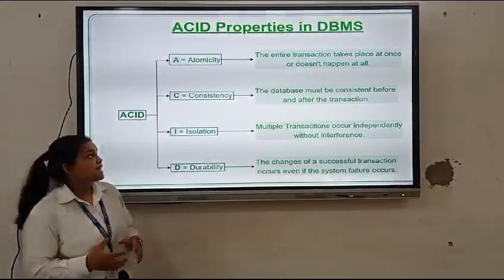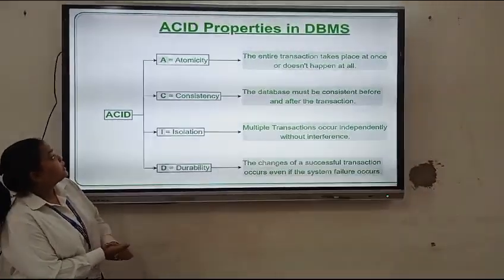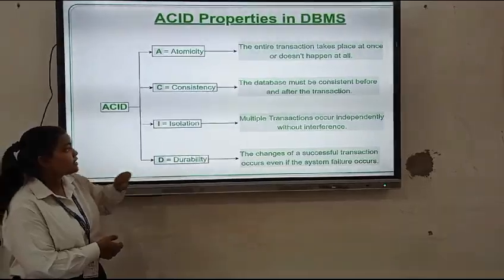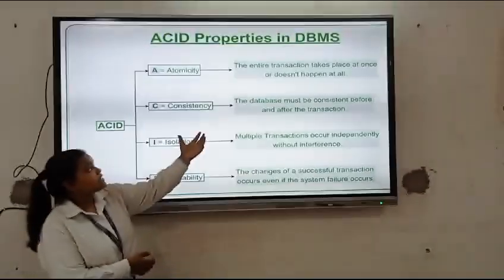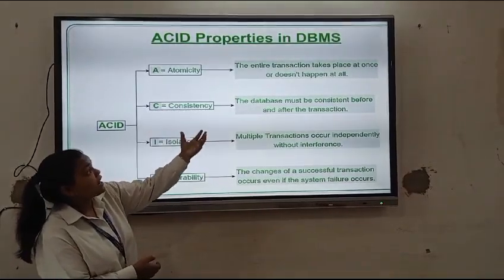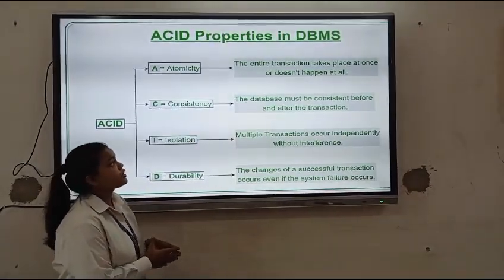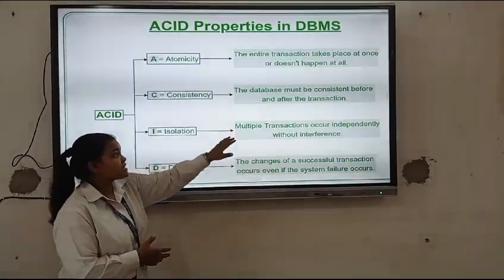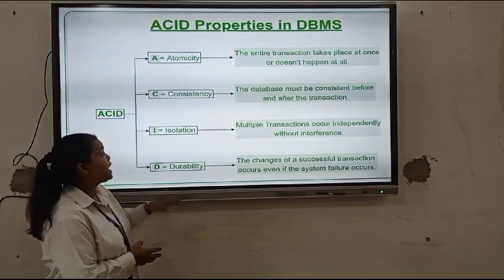Now we can understand, in summary, the ACID properties. ACID stands for atomicity, consistency, isolation, and durability. Here is the summarized brief: atomicity ensures that the entire transaction takes place at once or doesn't happen at all. Consistency ensures the database must be consistent before and after the transaction.